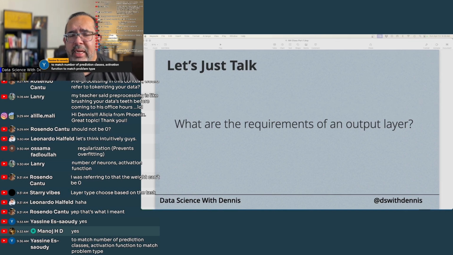So if you're going to have a binary problem, a yes, no, true, false problem, guess what? You're going to have two outputs, right? That determines your output layer.